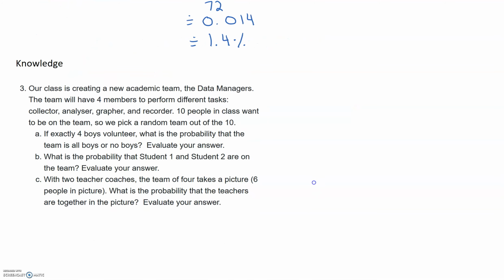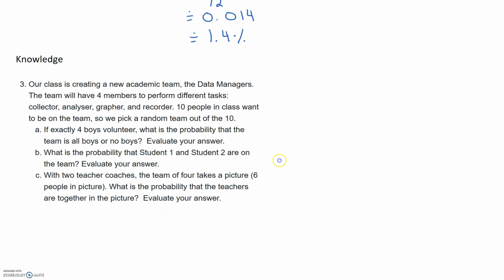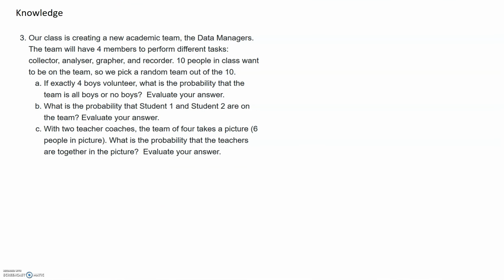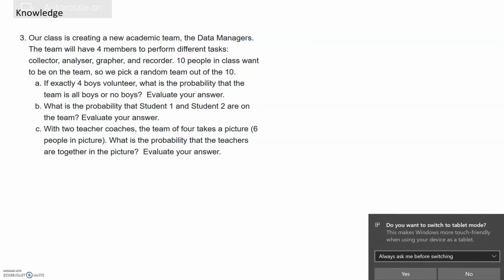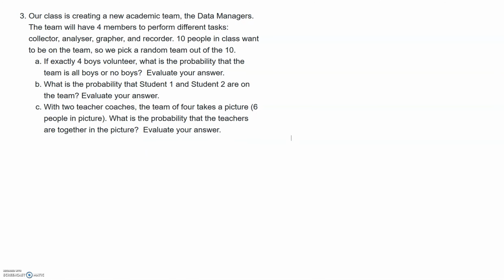In this knowledge section, I just went and fixed and wrote down that this is the communication question. Now for the knowledge question, question 3, you have a class building an academic team. There are 4 members on the task: a collector, an analyzer, grapher, and recorder. 10 people in class want to be on the team. So we pick a random team out of the 10.